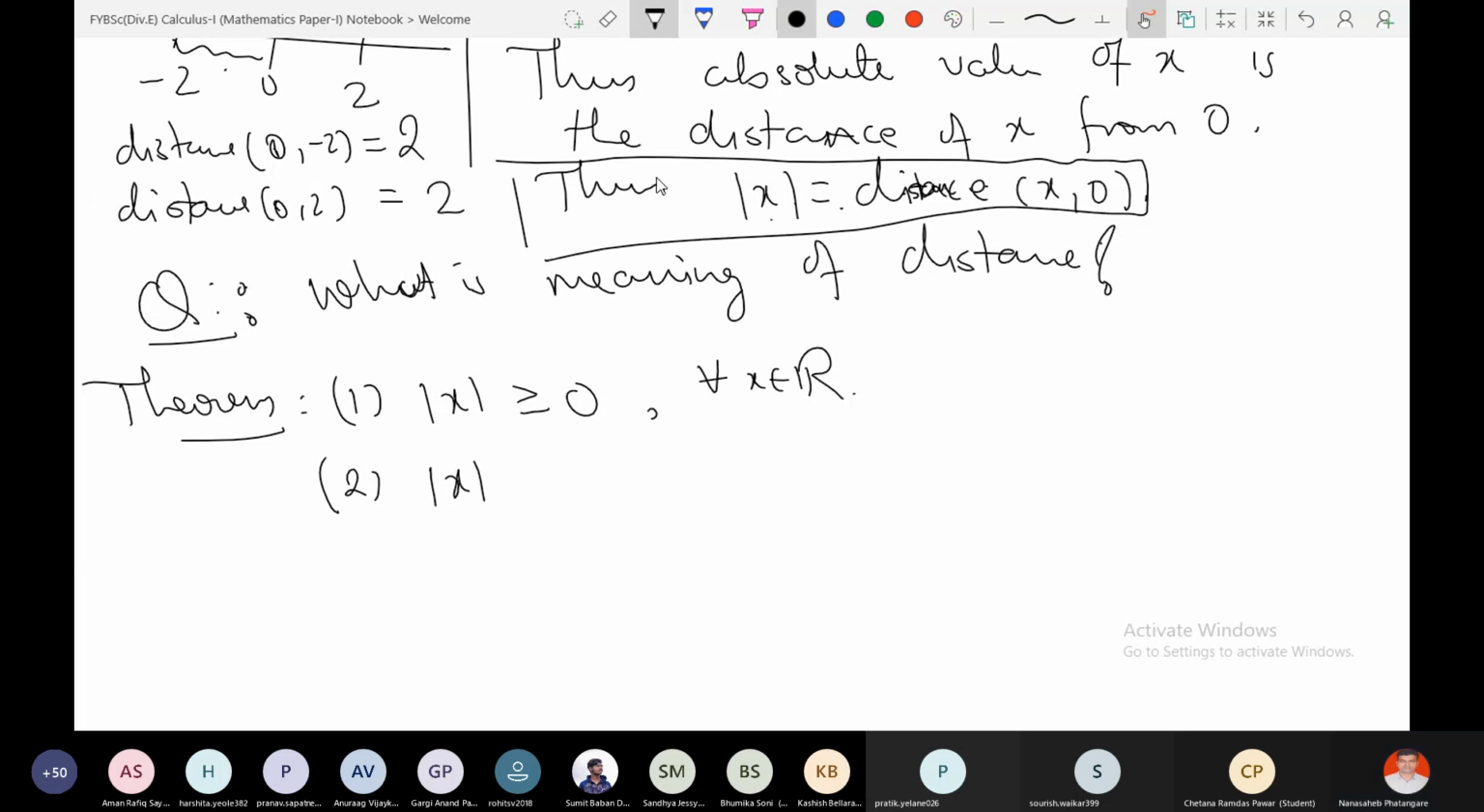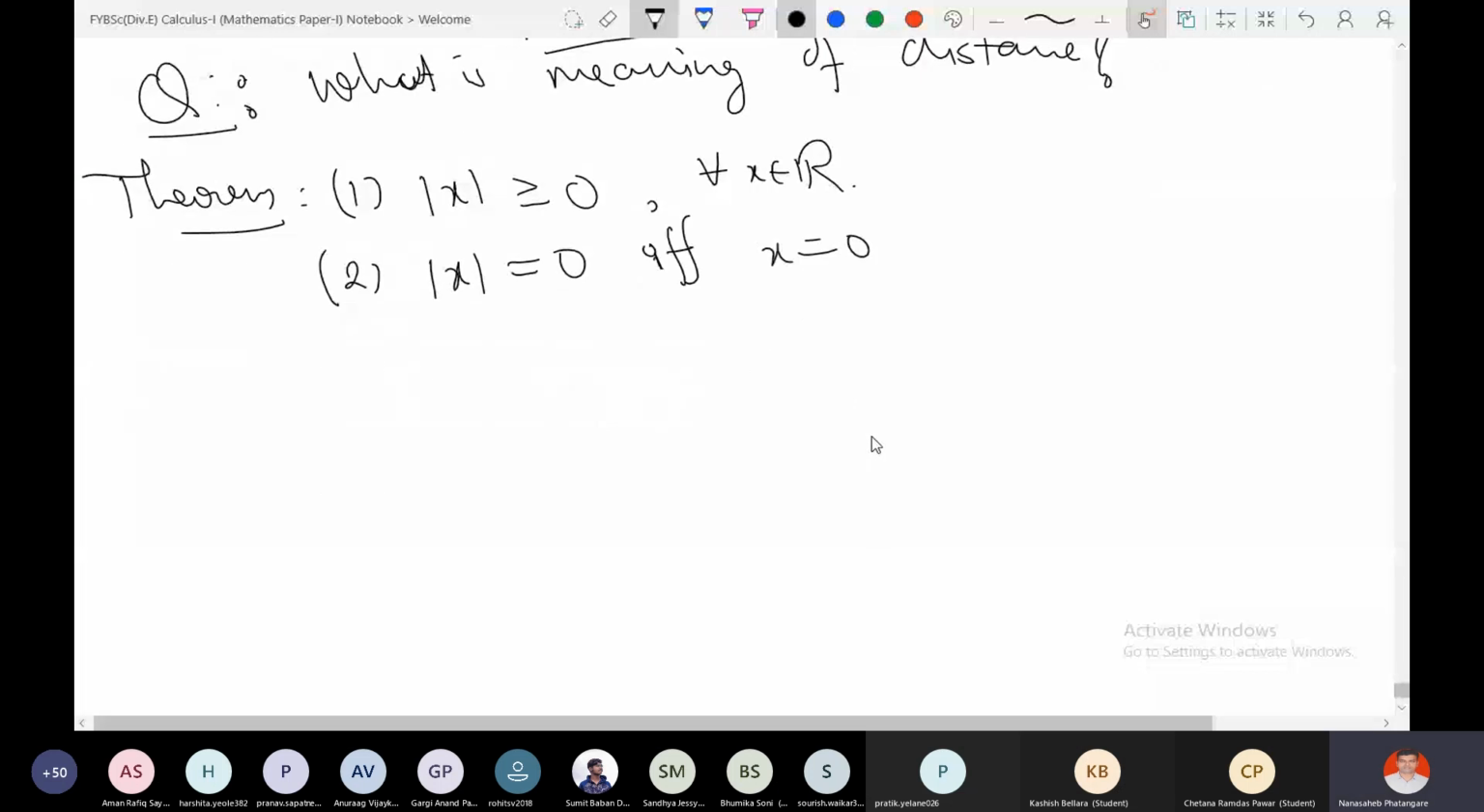So now, when is the distance of x from 0 equal to 0? When the distance between 2 points is 0, when x is equal to 0. x is equal to 0, right?